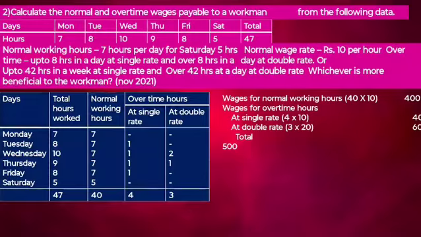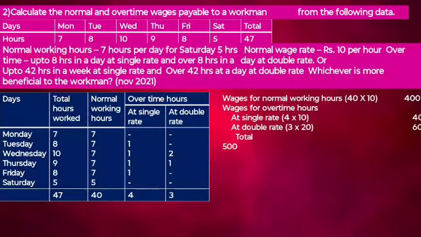So how to calculate? The first column goes with the days, the second column with the total hours worked, which is already given in the problem that you write. Then the total number of working hours, as I have told you, for all other days it is 7, and for Saturday alone they are giving working hours as 5 hours. How to calculate the overtime hours? At single rate you write, and at double rate we have written. The total column we have made.